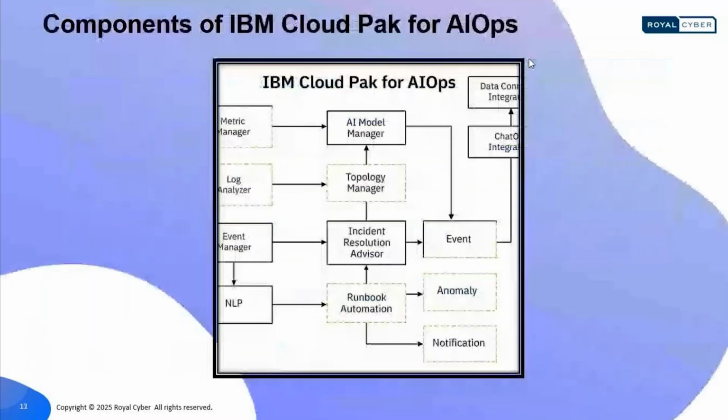So these are the key components. When you deploy AIOps, these are the key components, and each component will perform a specific job. One is metric manager, log analyzer, event manager, natural language processing, runbook automation. These are all the components given here, and the runbook can automatically, for example, notify, incident resolution, topology manager. These are all the components that perform different actions in AIOps.